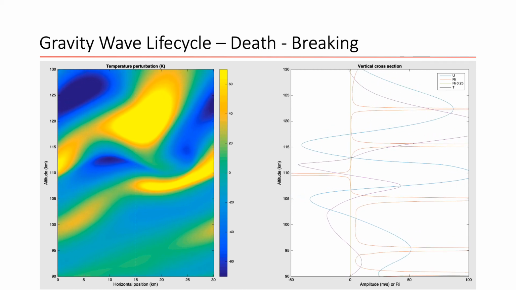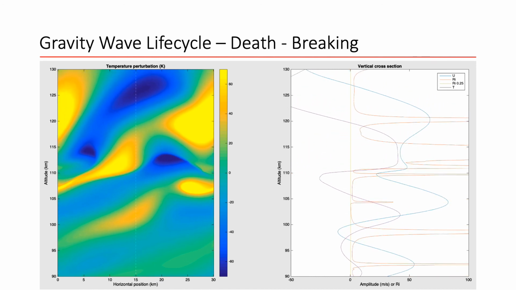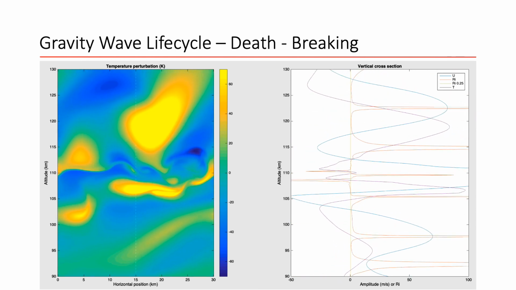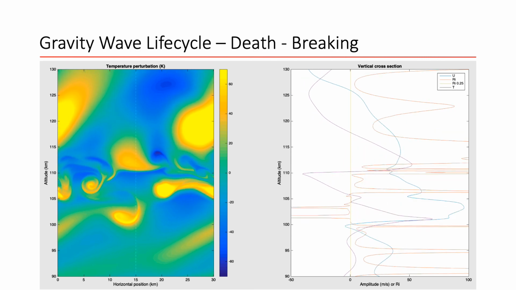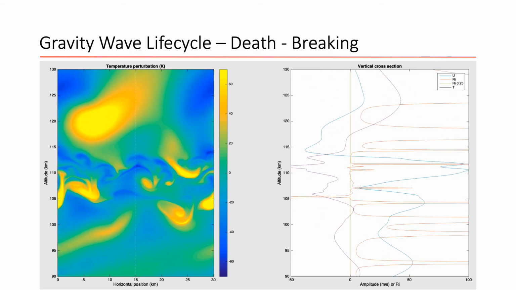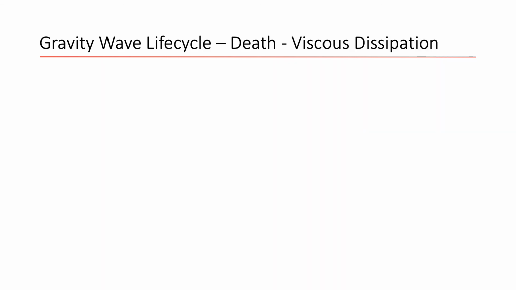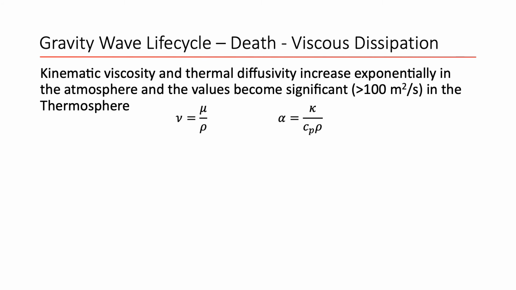So from here you can see on the left hand side that the wave becomes unstable, will break and cascade into ever smaller and smaller turbulent scales, which will then be dissipated by the molecular viscosity when they get to a certain small scale. So now let's talk about viscous dissipation. Kinematic viscosity and thermal diffusivity increase exponentially in the atmosphere, and the values become significant in the thermosphere. So you can see the kinematic viscosity here on the left and the thermal diffusivity on the right, and they're both inversely proportional to the density, which decreases with altitude.